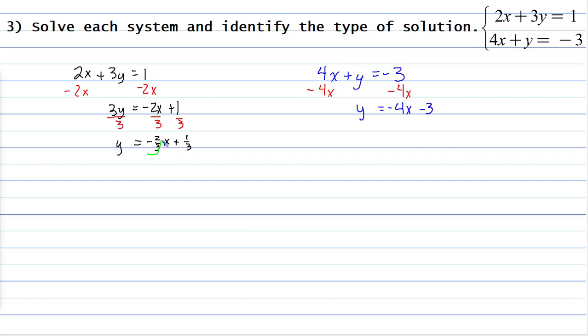So let's look at the pieces. The first thing we're going to look at is our slope. So we want to compare our slopes, or the m's. I have negative 2/3, and the other one is negative 4. They don't equal each other, so we stop there. And that means this is going to give us an independent answer, which is going to give you just an ordered pair, a number, comma, another number.